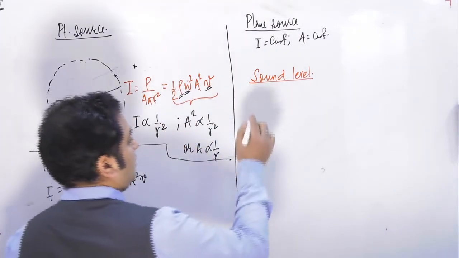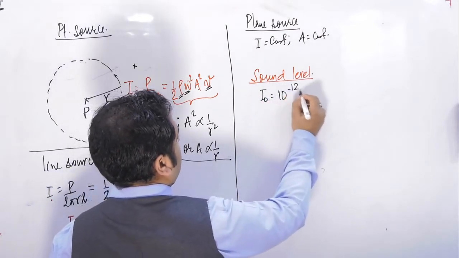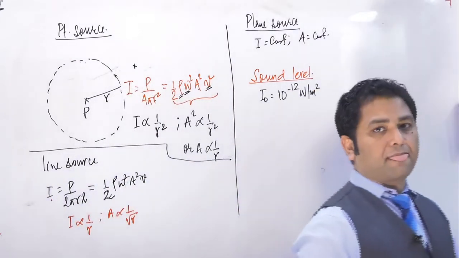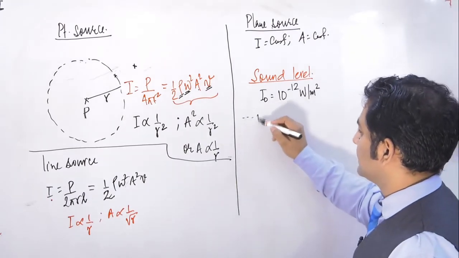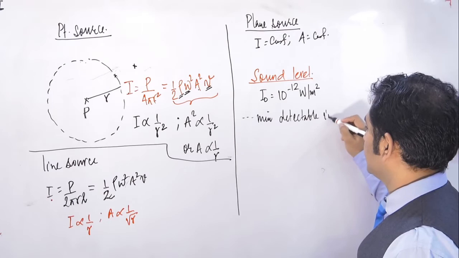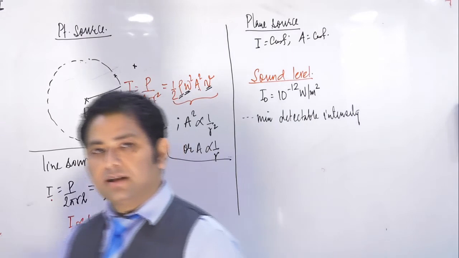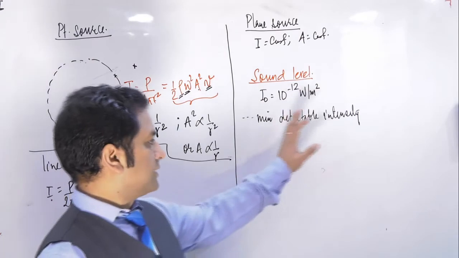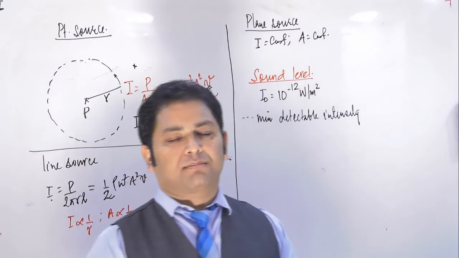I'll show you. First of all, I₀ is 10⁻¹² watt per meter squared. Now what is this I₀? This is in fact the minimum detectable intensity. Of course, we are talking for the human ear. So the minimum intensity that a human ear can detect is this much, and that's on an average value, 10⁻¹² watt per meter squared.